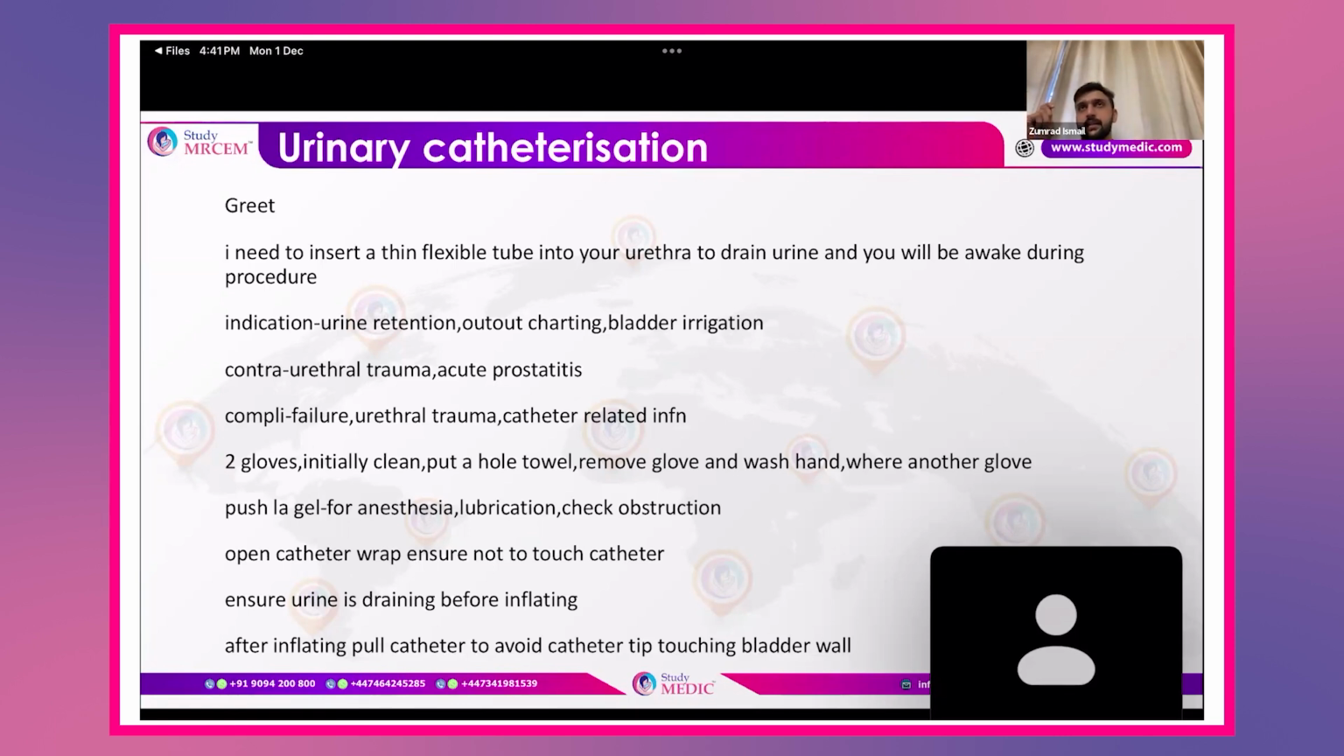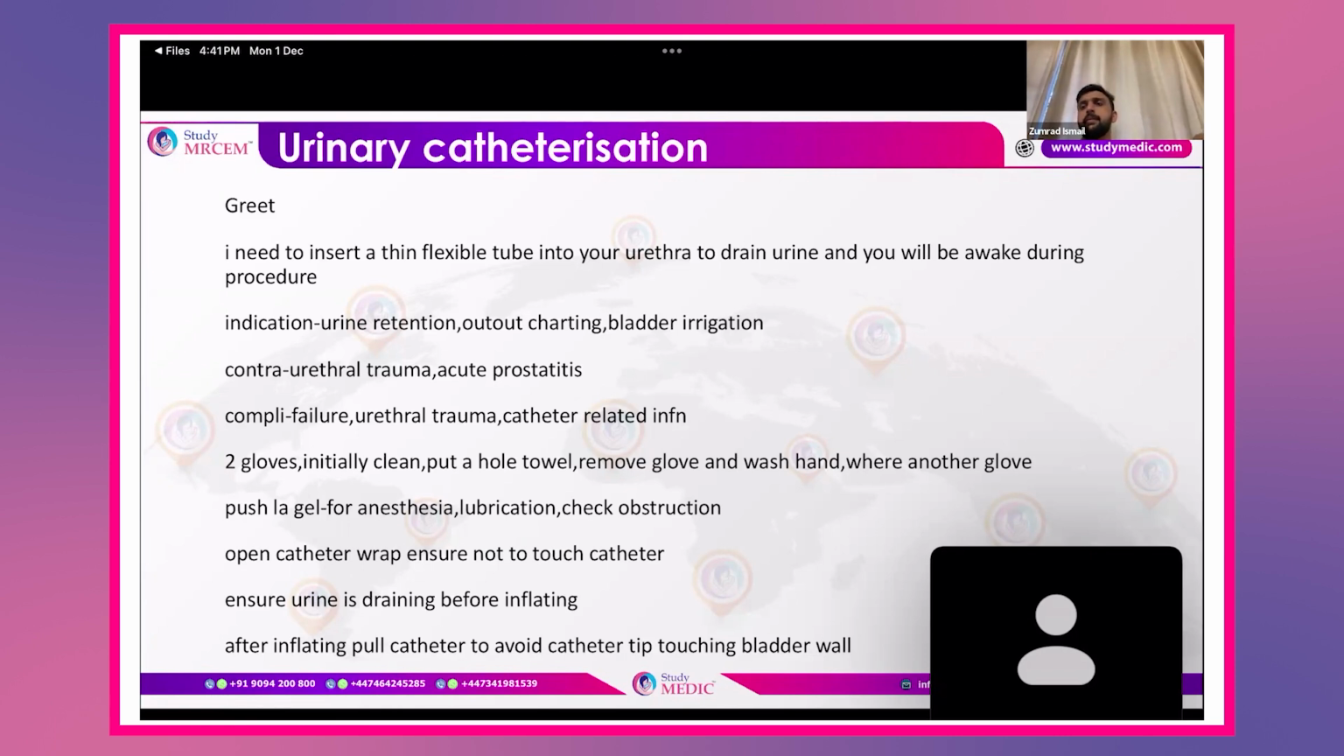Then we'll insert the catheter into the urethra slowly, ensuring that every time you are sure that you are not touching the catheter with your hand. Once it is inside the urethra and the urine is coming, you'll hold the catheter at the Y limb, right? In the end, where we have a port to inflate the balloon and to connect the urinary bag. There we'll hold. And after inflating, we'll pull the catheter back.